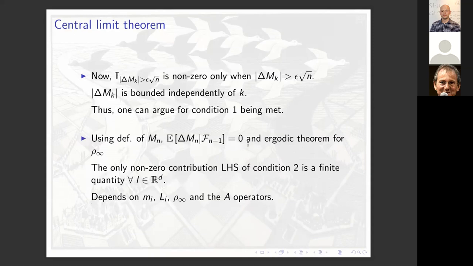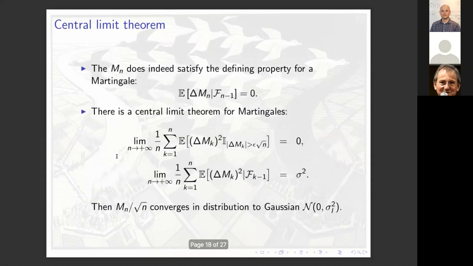And then again, it's a little bit of algebra, which is a little bit exhausting to explain, but you basically use the definition of the martingale, and this ergodic theorem for the steady state. So the time average of a single trajectory converges to the steady state. You use all of this information, and you can show that our martingale satisfies the second equation, right?